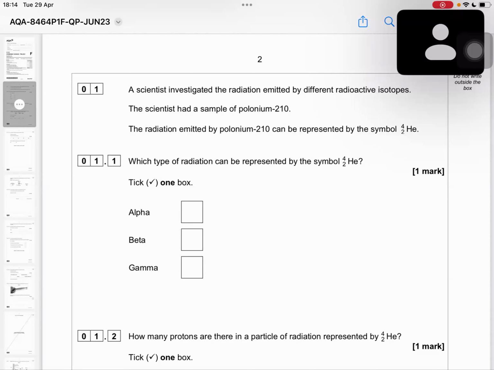Okay, so this is the first question. It says a scientist investigated the radiation.